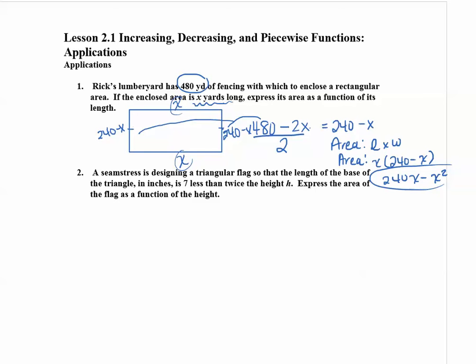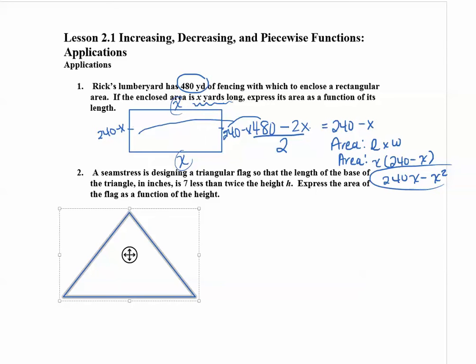A seamstress is designing a triangular flag so that the length of the base of the triangle in inches is 7 less than twice the height. Express the area of the flag as a function of the height. So we have a triangle shape. We know that the base, which is this bottom horizontal segment, is 7 less than twice the height.